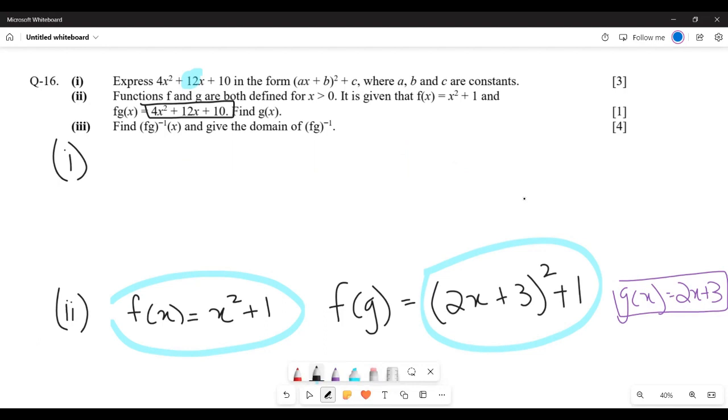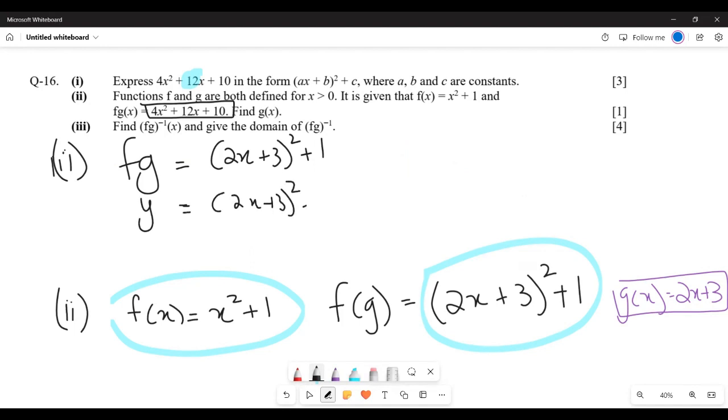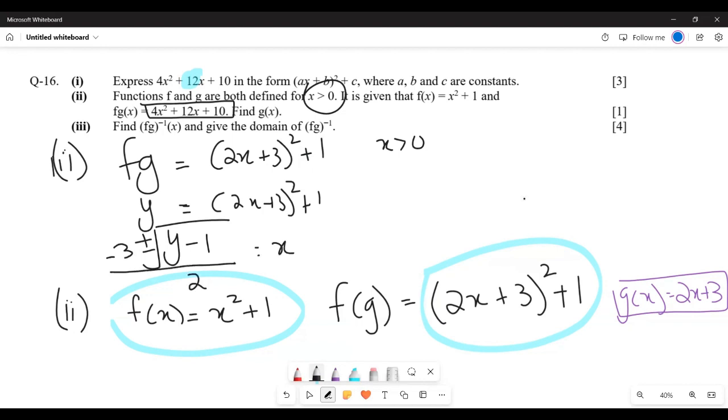So we already know fg in part 3. fg is 2x plus 3 whole square plus 1. This would become y equals 2x plus 3 whole square plus 1. And remember, the domain of fg is the same as the domain of g, which is greater than 0. Okay, so I'm skipping a few steps. Square root plus minus, then minus 3 goes here, and then 2 comes here. And we get x here.